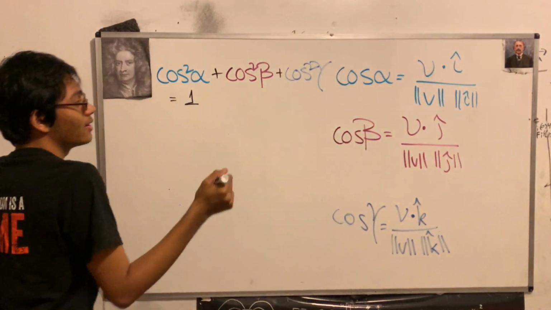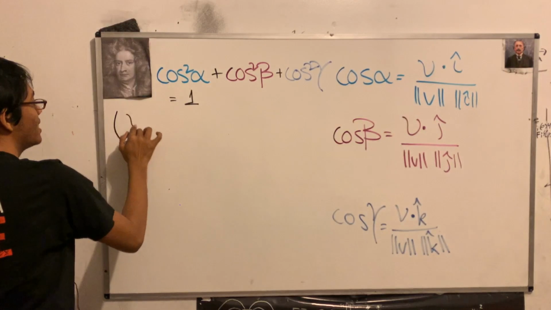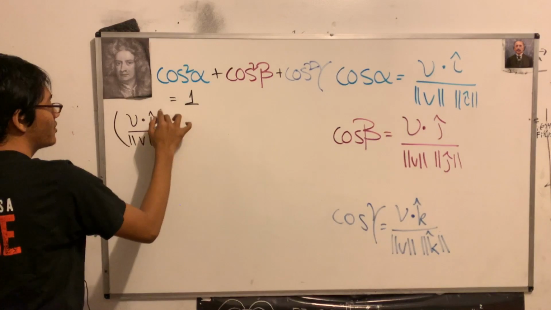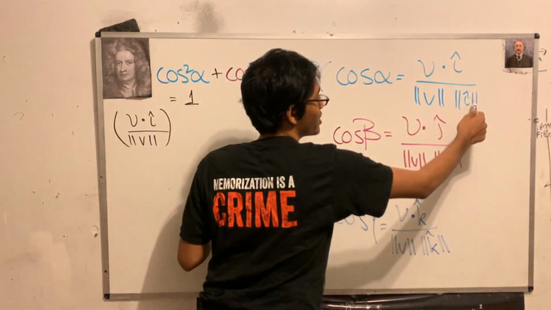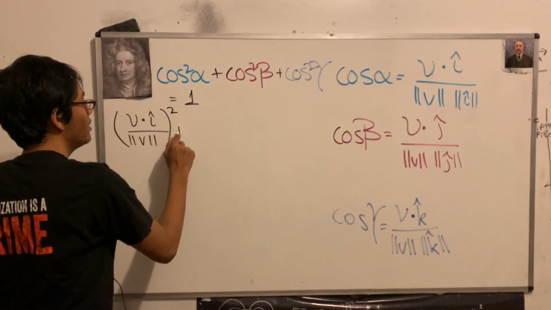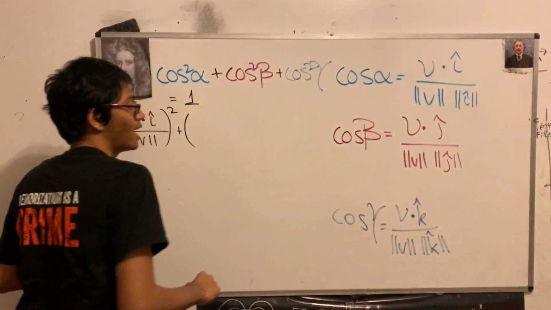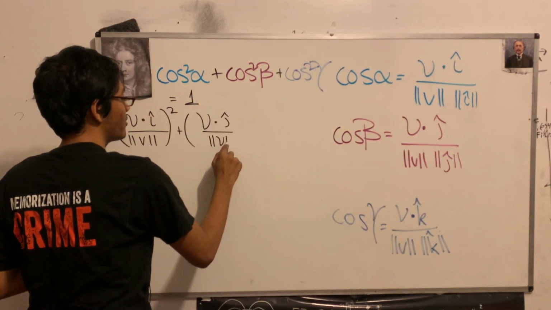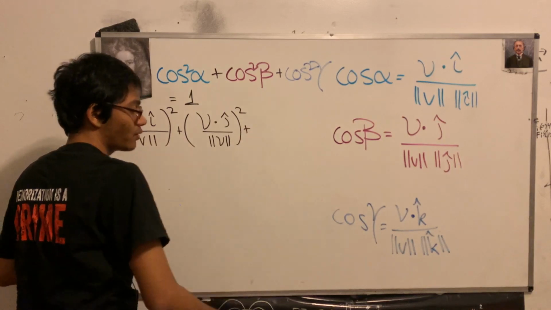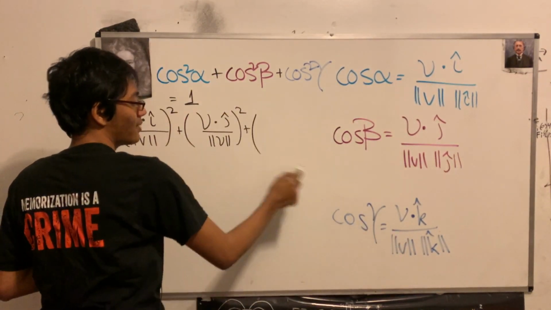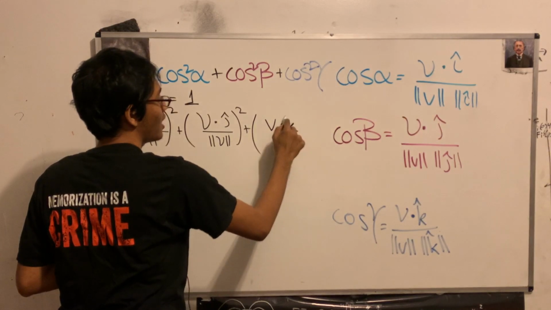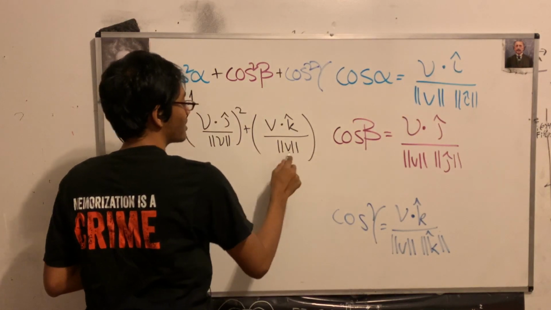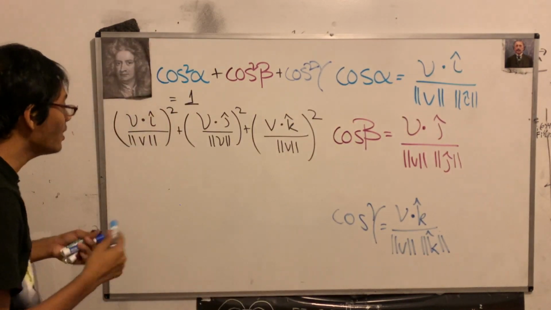What's cosine of alpha? Well, cosine of alpha, as you can see over there, is just my vector v dot i hat over the magnitude of my vector v, right? Because of course this over here is just 1. And I'm going to square that. Plus my cosine of beta is my vector v dot j hat over the magnitude of my vector v. Square that. Likewise, the cosine of gamma is going to be my vector v dot the unit vector in the z direction, k hat, divided by the magnitude of my vector v. Square that.